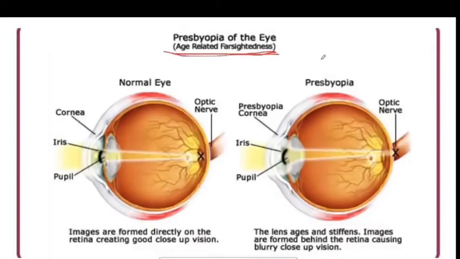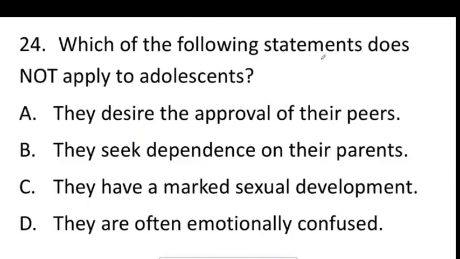All right, next one. Number 24, which of the following statements does not apply to adolescents? Saan dito ang hindi characteristic ng isang adolescent? Adolescent, your teenage daughter, teenage kids, okay? Your teenage students. Is it letter A, they desire the approval of their peers? Again, we're trying to look for the not, okay? Which one is not a characteristic of your adolescents? They seek dependence on their parents. Letter C, they have a marked sexual development. Or letter D, they're often emotionally confused.